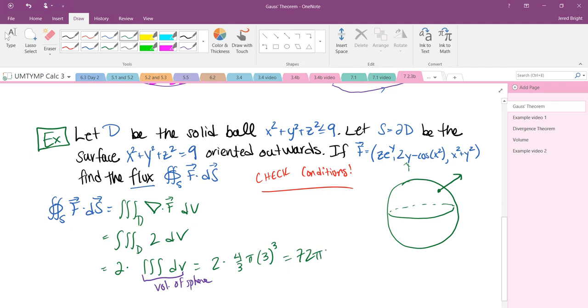All right, so just a quick example of Gauss's theorem. We'll get some more examples in the next video.